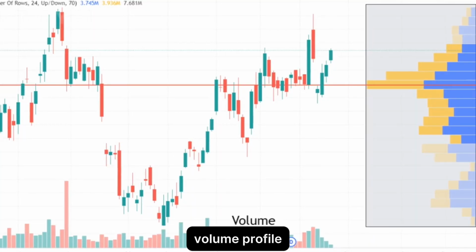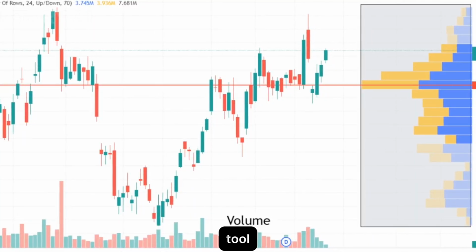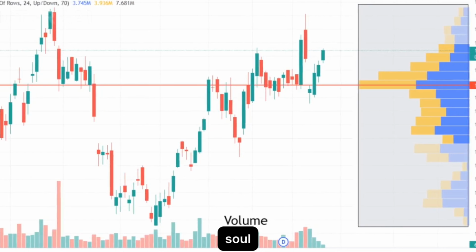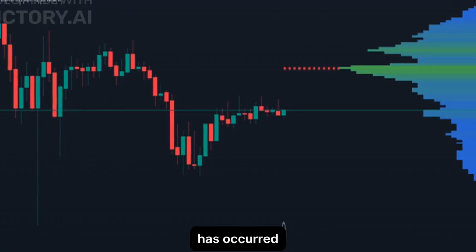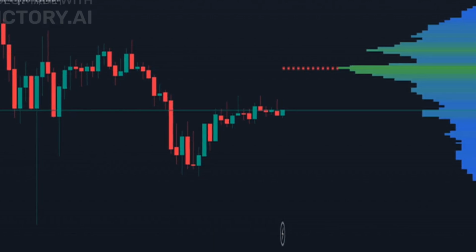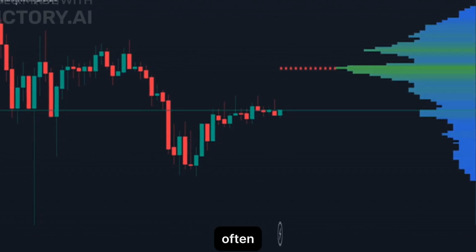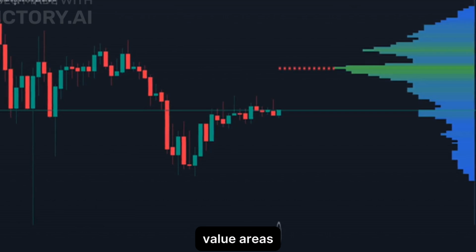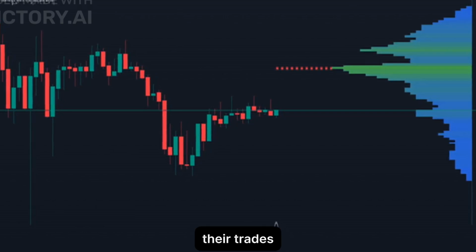Let's start with volume profile. For institutional traders, this isn't just a tool, it's a window into the market's soul. Volume profile shows us where the most trading activity has occurred across price levels. Why is this important? Because these high-volume areas, often referred to as value areas, reveal where institutional players like banks and funds are placing their trades.